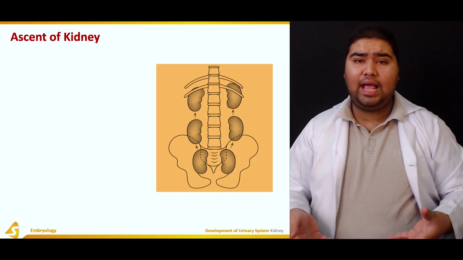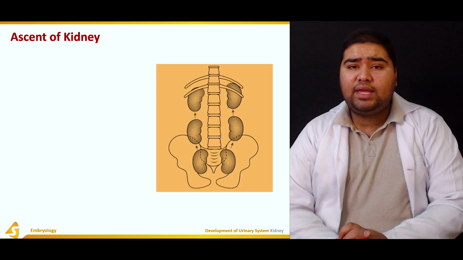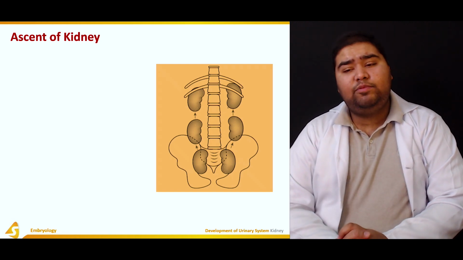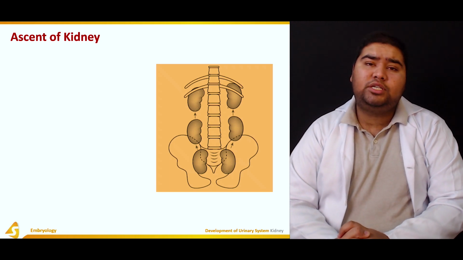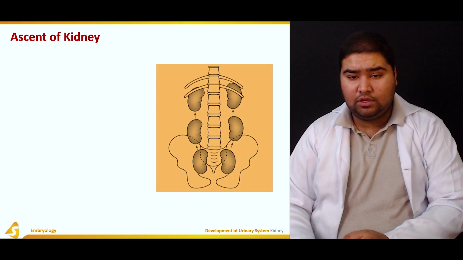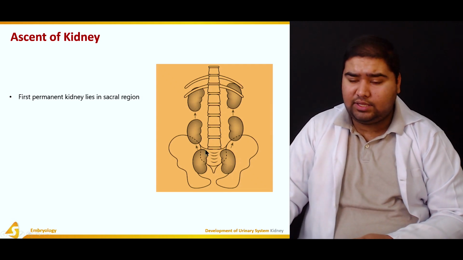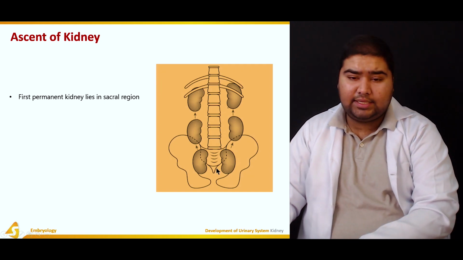Now we'll see how the kidney moves to its adult position. The development of the kidney actually takes place in the sacral region, and the adult position of the kidney is lumbar. So we'll see how the lumbar position of the kidney is achieved. So the first permanent kidney lies in the sacral region. This is the region where the first permanent kidney actually lies.